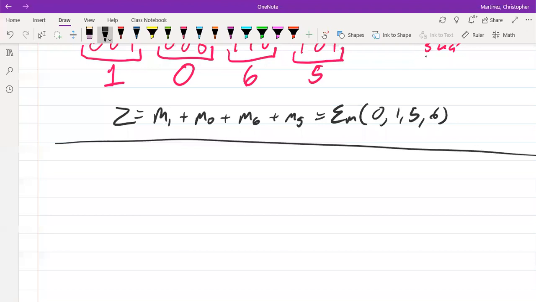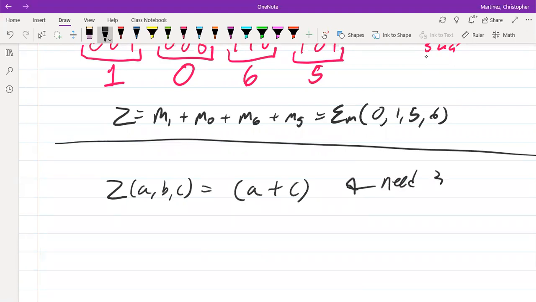All right, let's say we wanted to go into maxterms. Right, so let's say we have Z, and this time let's put in parentheses A, B, C, so we know what letters we're dealing with. And let's say our term is just A plus C. We have a single term. Well, I need three variables. So how am I going to expand that? Okay, I'm going to say it's A plus C plus a 0. Okay, I can always add in a 0 in this case. The 0 is not going to change what the equation evaluates to.